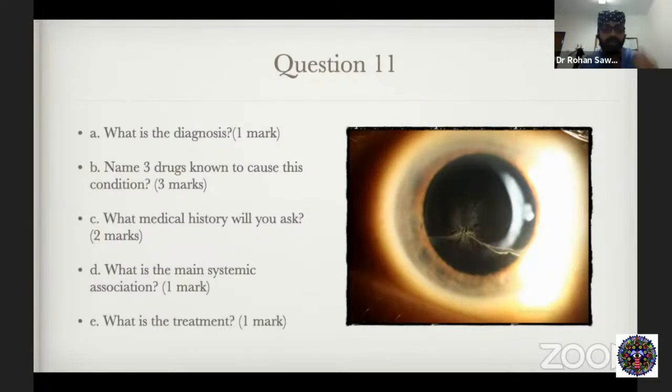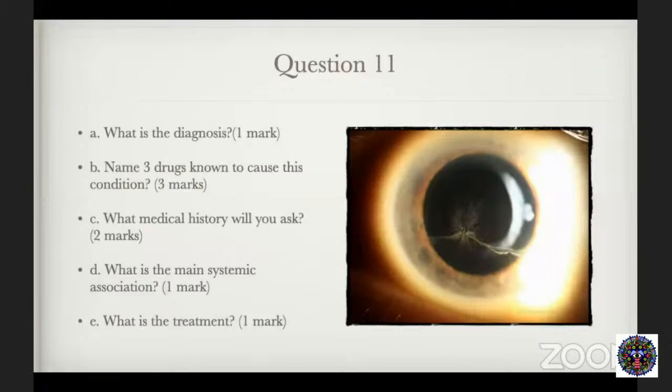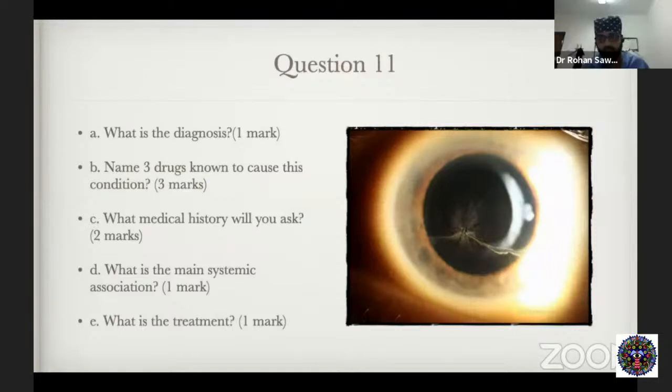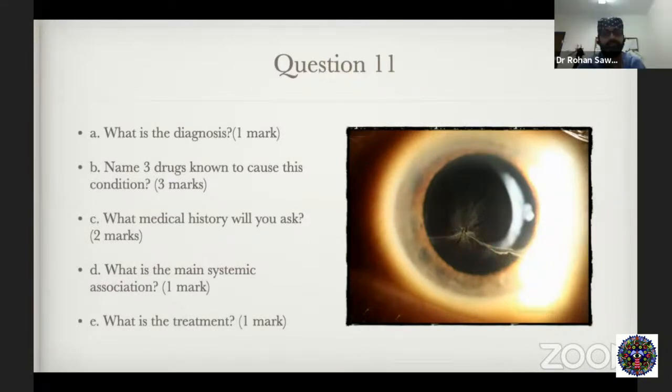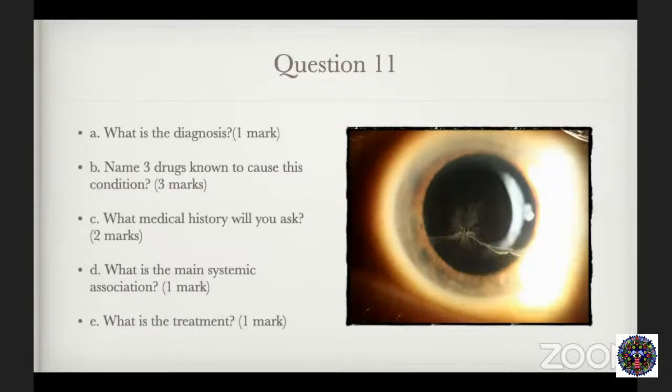There's one main systemic association with this. Can anyone tell me what that might be? Fabry's disease. Great. What is the treatment? When you see this, what are you going to offer? What are you going to tell the patient? Discontinuation of the drug. Stopping the drug. Alternative. Not necessarily. An alternative drug could be given in the same class.